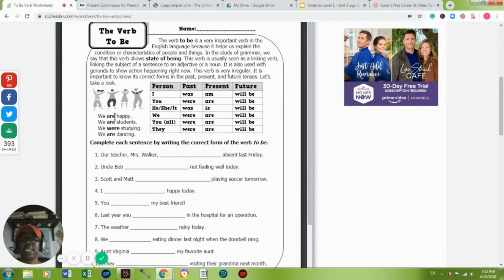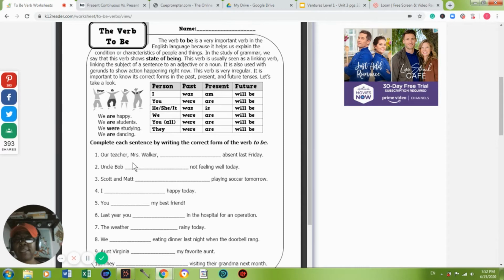Let's look at these sentences right here. We are happy. So that's just a regular use of to be, right? We are happy. We are students. Happy in this case, we look at that as an adjective. Students is a noun. We were studying, and were is our past tense of to be. We are dancing. We're back in the present tense, plural of to be.